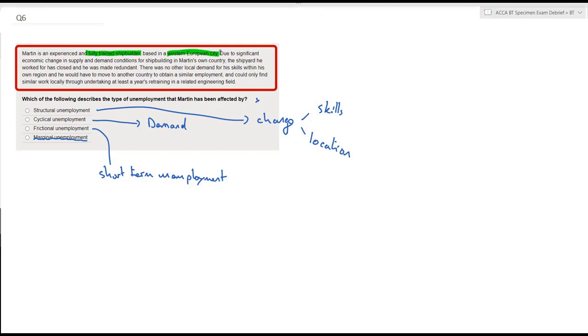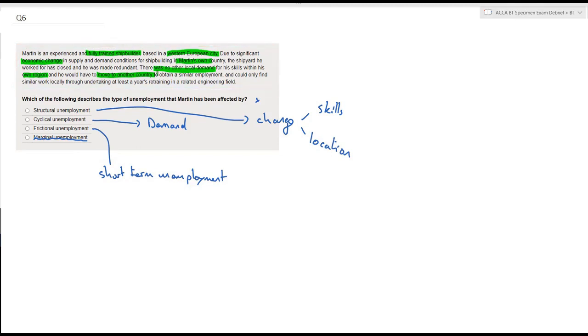Due to a significant economic change in supply and demand for shipbuilding in Martin's own country, the shipyard he worked for has closed and he was made redundant. There's no other local demand for his skills within his own region, and he would have to move to another country to get similar employment. He could only find similar work locally through undertaking at least a year's retraining in an engineering field.